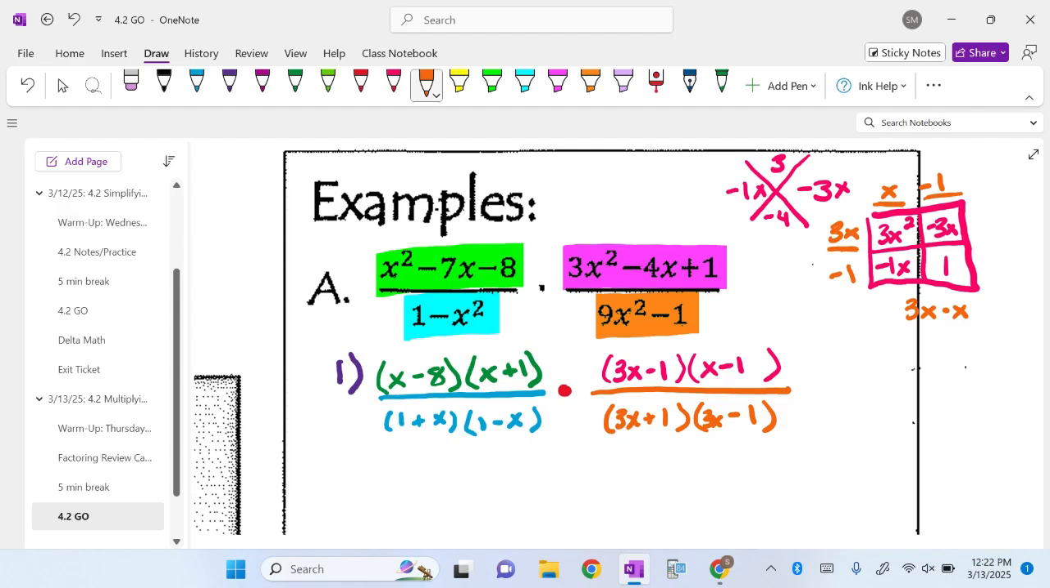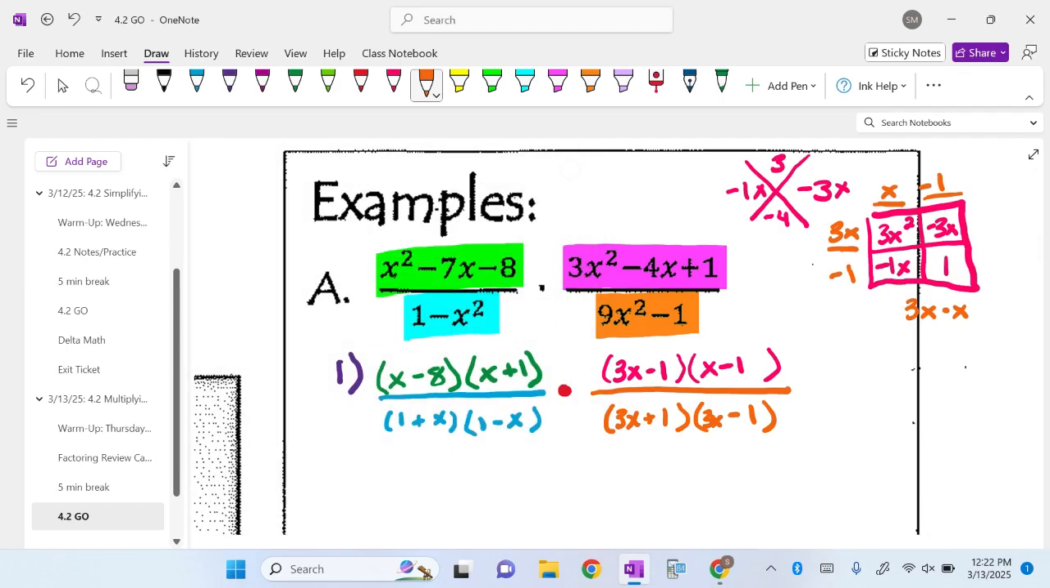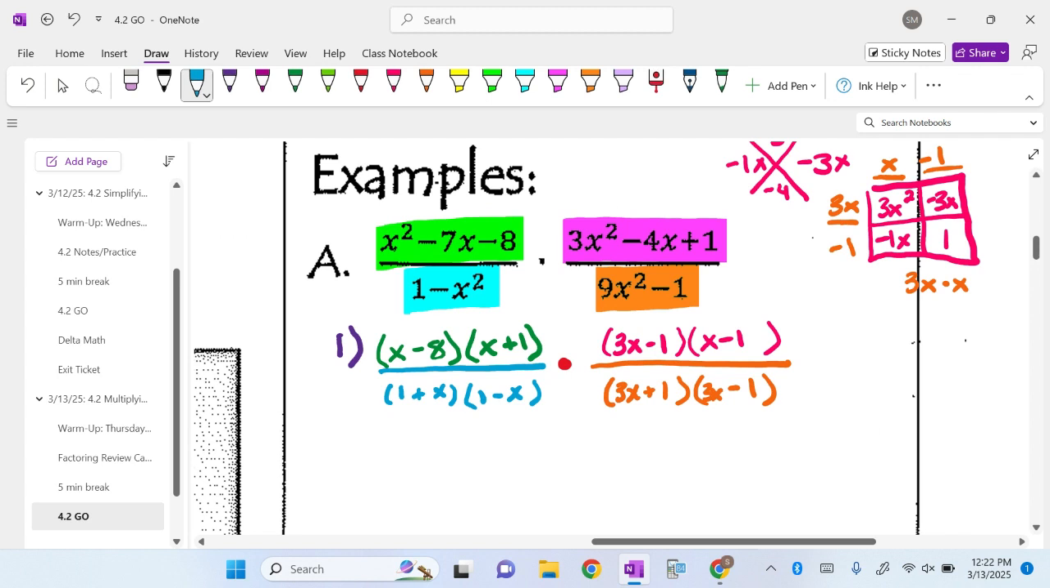Now, there's one other thing I want to deal with before I start merging everything. The blue part right here. I want it so that the x's are in front. So I'm going to do a quick rewrite. So if I rewrite the blue, I would get x plus 1 and then negative x plus 1. What could I factor out of one of the terms to make the x positive? So I want to make this x positive right here.